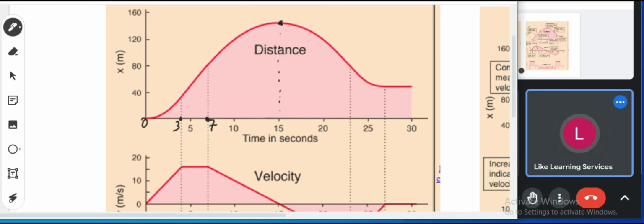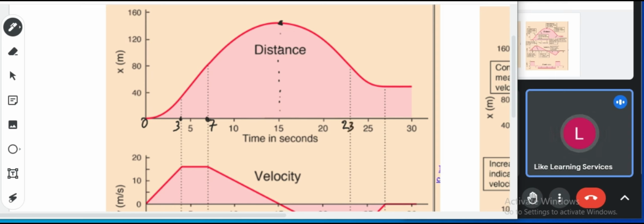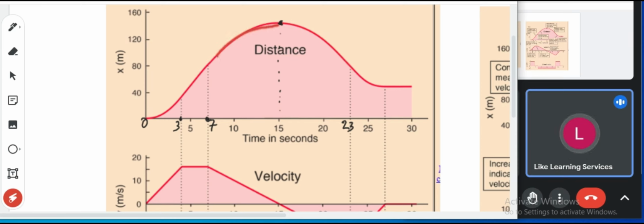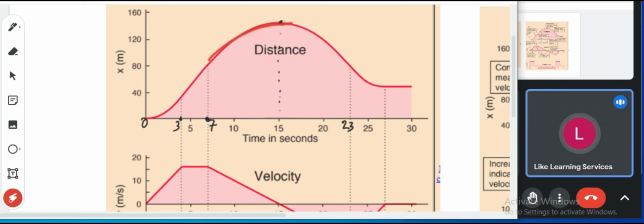Now 15 to about 23: acceleration in the backward motion, because you can see that it's getting steeper. So it's acceleration in the backward motion. From 7 to 15 it was deceleration, because it was getting less steep. So deceleration in the forward motion. Now 15 to 23, that's acceleration, it's getting steeper, but in the backward motion.